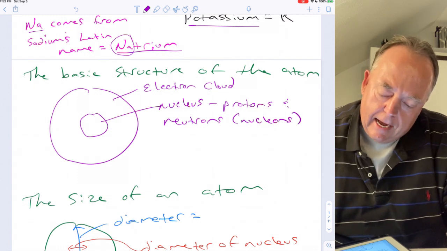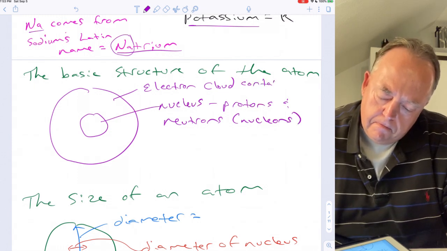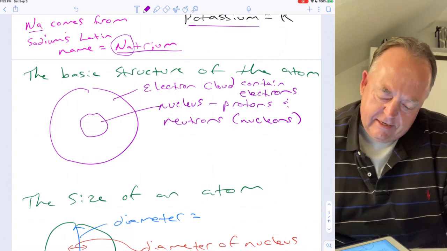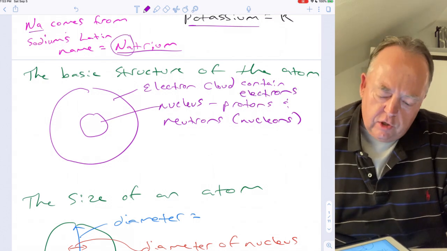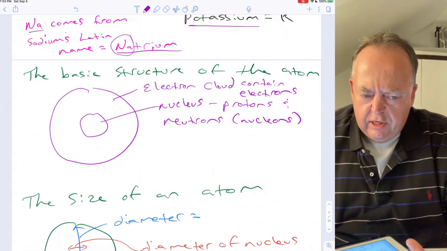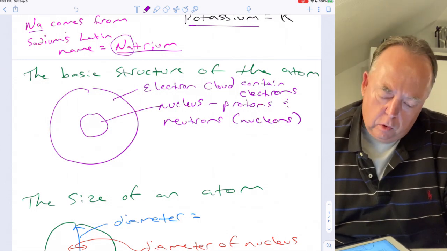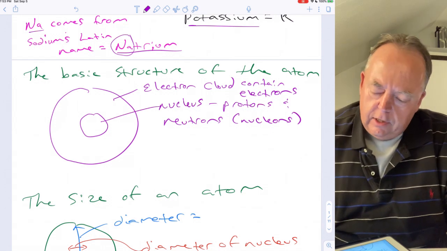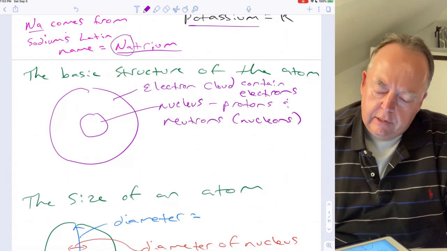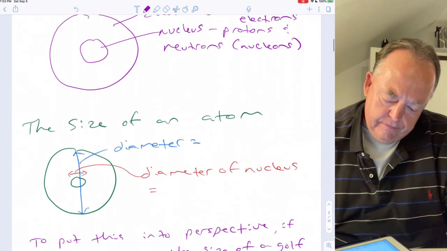And electron clouds contain subatomic particles called electrons. So basically 3 types of subatomic particles that we look at in chemistry: protons and neutrons, and they're in the nucleus, and electrons that are in an electron cloud.